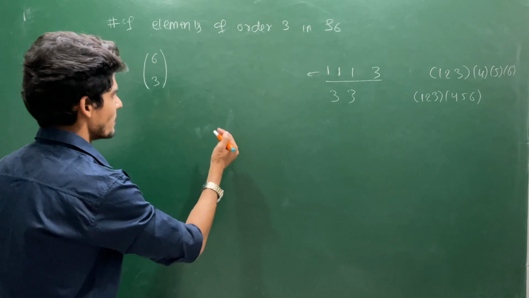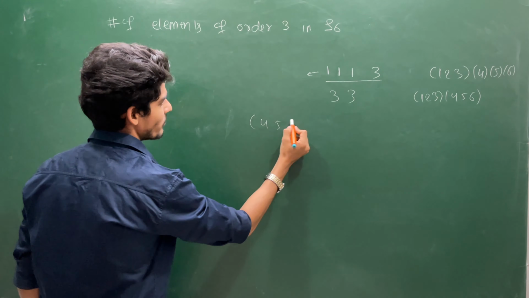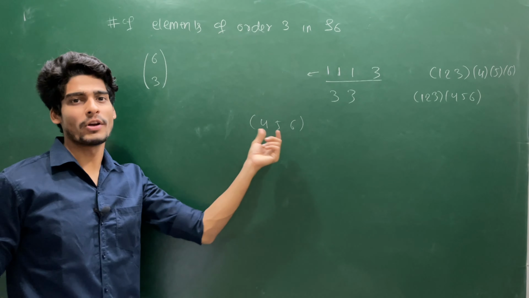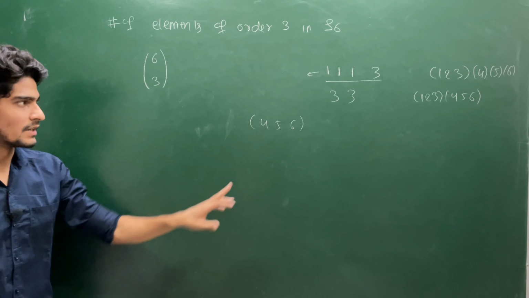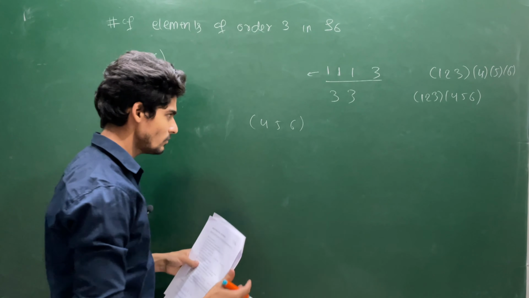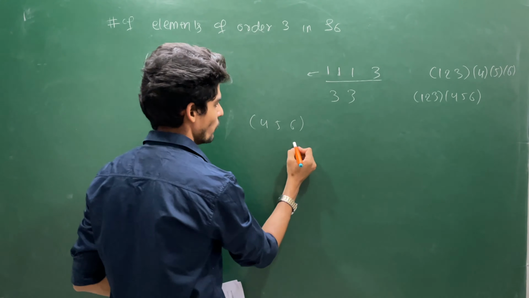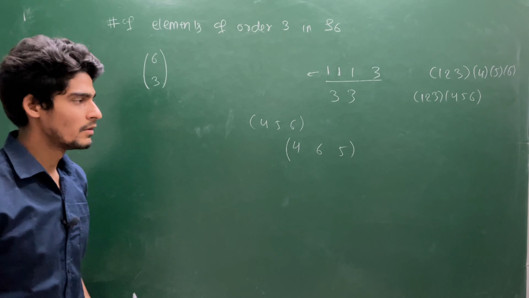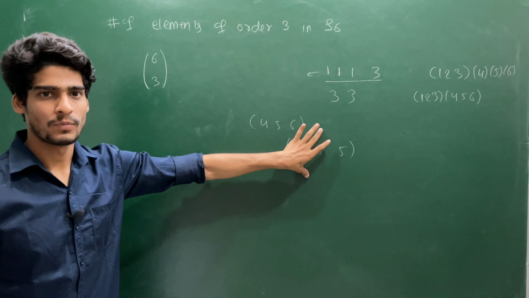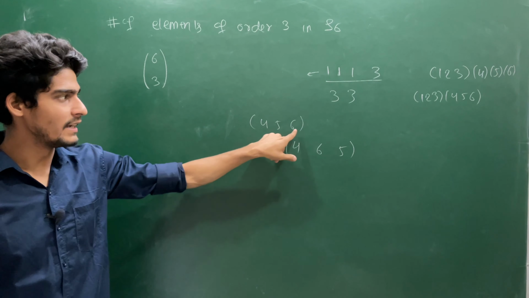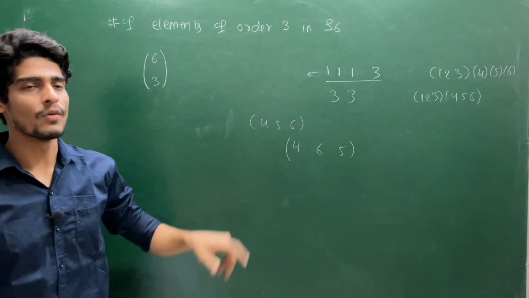For distinct, suppose 4, 5, 6, this is a 3 cycle. But out of these 3 symbols, how can you generate distinct types? Suppose I am fixing 4. So you change the position of 5 and 6. Suppose you have fixed 4 and you are changing the position of 5 and 6. So you can do this, and this is the only possible way. How am I doing this? Suppose you have fixed one element and you are free to move any 2 elements. So for these 2 elements you have factorial 2 choices.